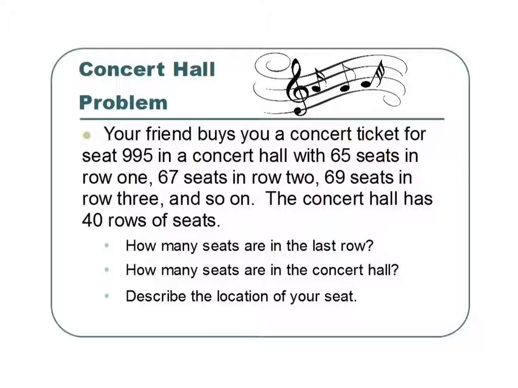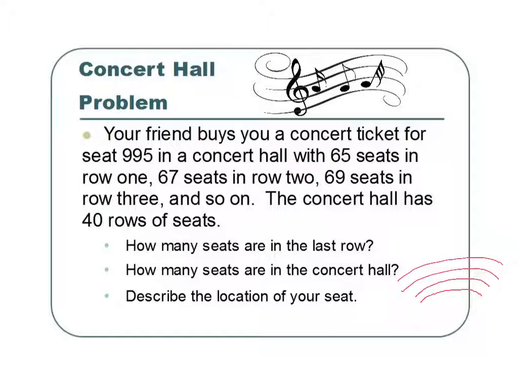So if you can envision that, really, it's just getting wider the farther back you go. In this row, there's 65, and then it's a little bit wider, and each time it looks like we are adding 2 more seats. The concert hall has 40 rows of seats.